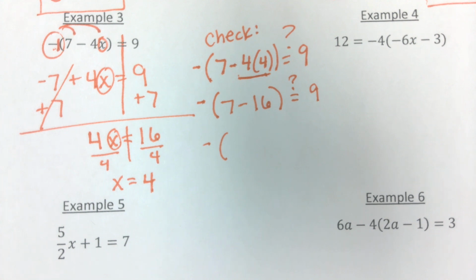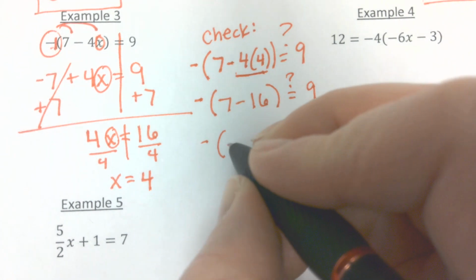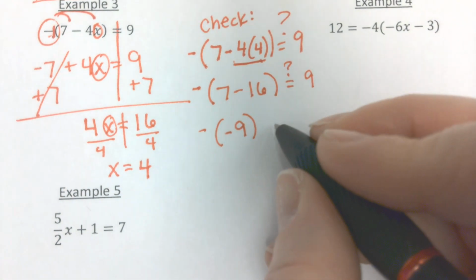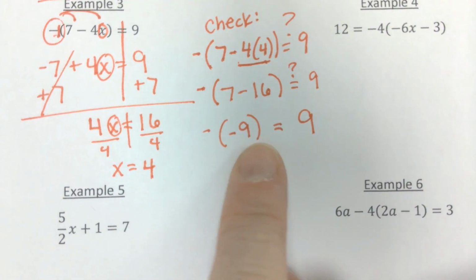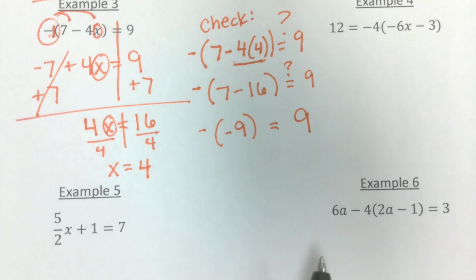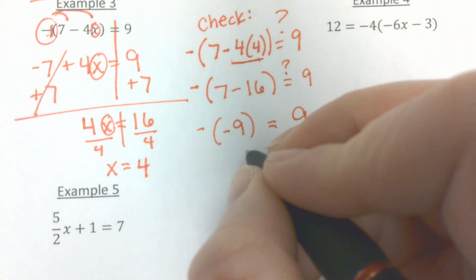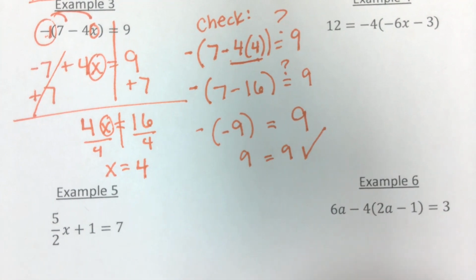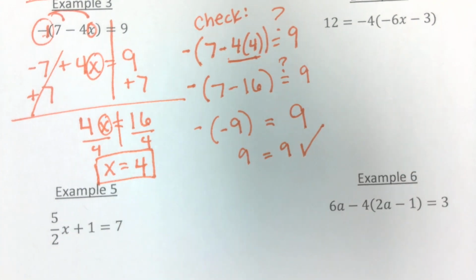So that's like saying I have $7, but then I want to spend $16. So what does that mean? I only have $7, but I want to spend 16. It means I'm short $9. I don't have enough money. So I need to do something around the house to see if my parents will pay me. Negative and negative make positive. So 9 equals 9. So we checked it and it worked. So x equals 4.